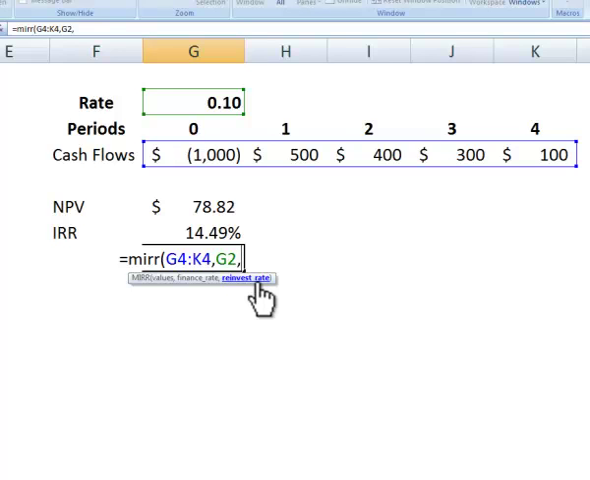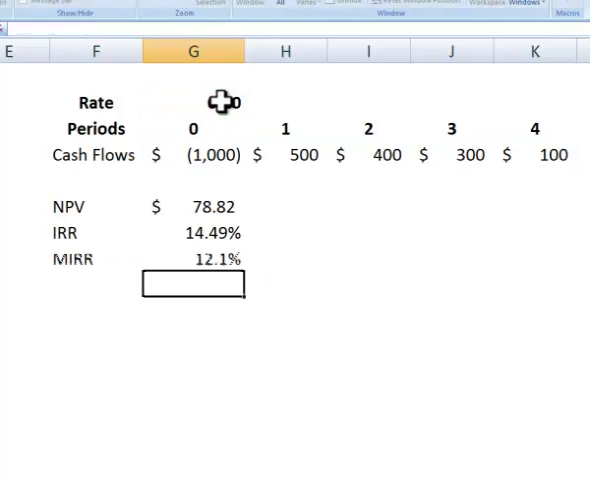Now, you know that with the modified internal rate of return, we're able to offer a different reinvestment rate if we choose. I'm not choosing to do that here. I'm going to use the same one. So in this case, I'm going to come back up and click on the 0.10 again. But that's how you do the MIRR. I close the parentheses, I hit enter, and look at that. I've got my modified internal rate of return. That's all there is to it.